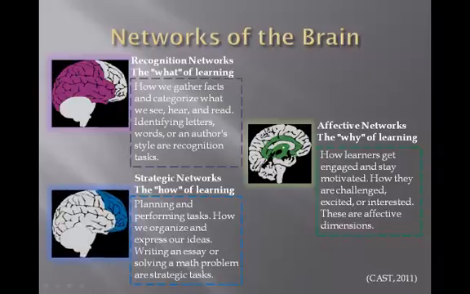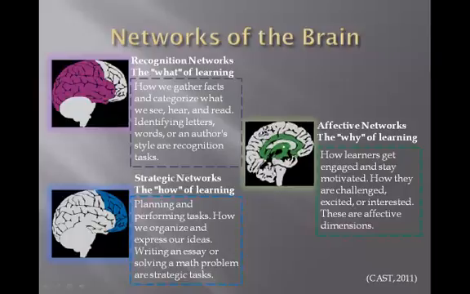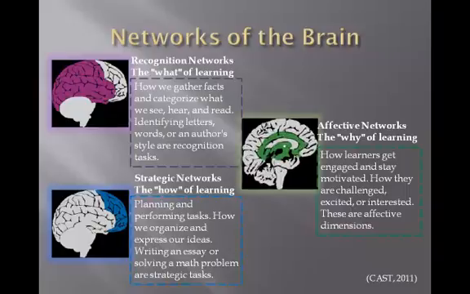Strategic networks, or the how of learning, is planning and performing tasks. This is how we organize and express our ideas. This is when we write essays or solve math problems. Affective networks, or the why of learning, is how learners get engaged and stay motivated. It's how we're challenged, excited, or interested.